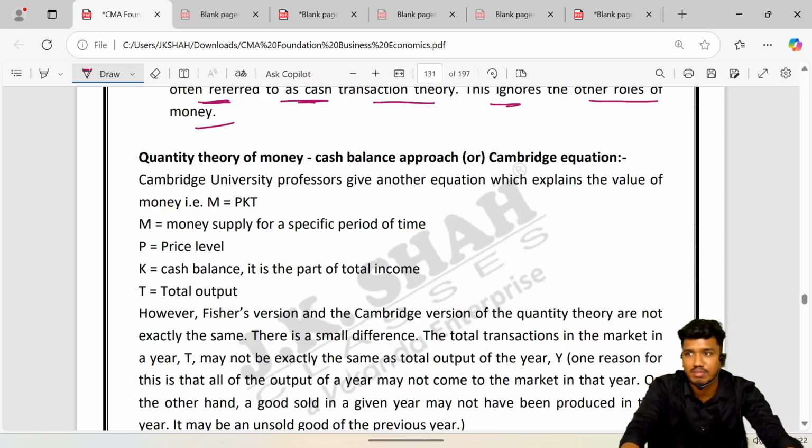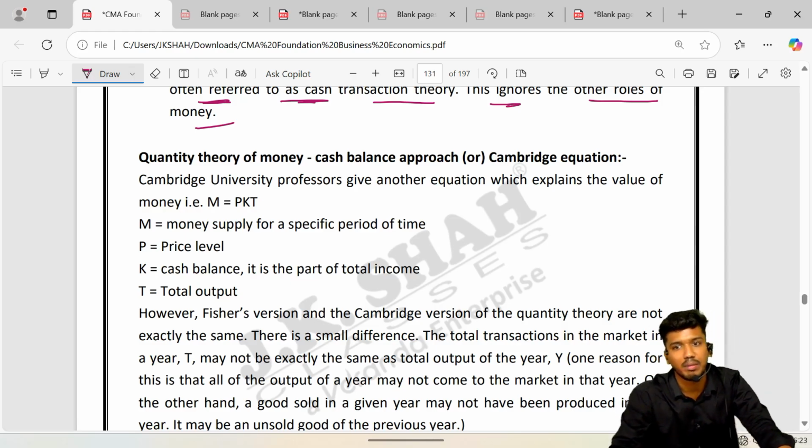It also has some assumptions, which stated that T, that is total output or total transactions conducted in a year, and that all the money which you earn you will spend in the same year. But in the case of the Cambridge cash balance approach, it is slightly different from what was stated in the previous one. So let's see what exactly is meant by it.